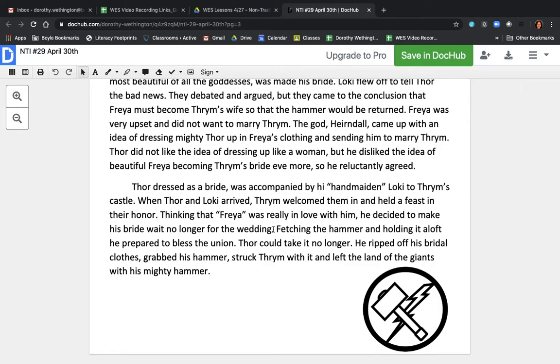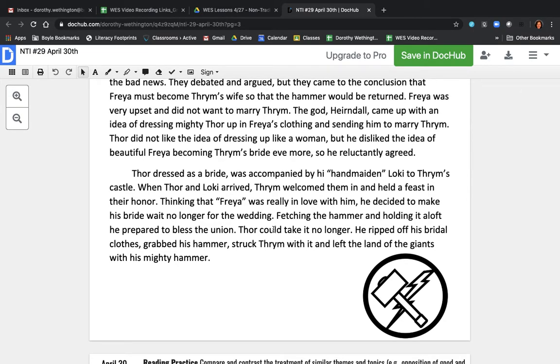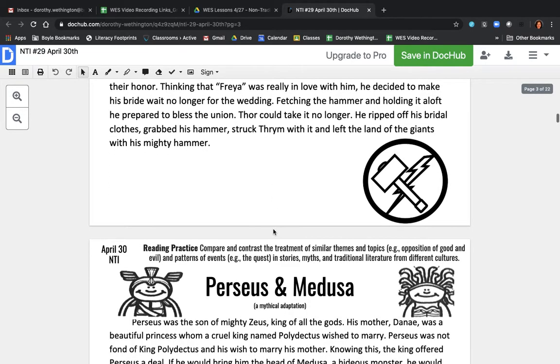Thor, dressed as a bride, was accompanied by her handmaiden Loki to Thrym's castle. When Thor and Loki arrived, Thrym welcomed them in and held a feast in their honor. Thinking that Freya was really in love with him, he decided to make his bride wait no longer for the wedding. Fetching the hammer and holding it aloft, he prepared to bless the union. Thor could take it no longer. He ripped off his bridal clothes, grabbed his hammer, struck Thrym with it, and left the land of the giants with his mighty hammer.